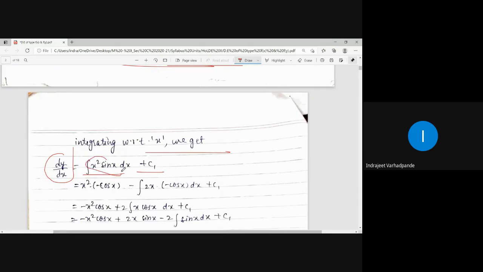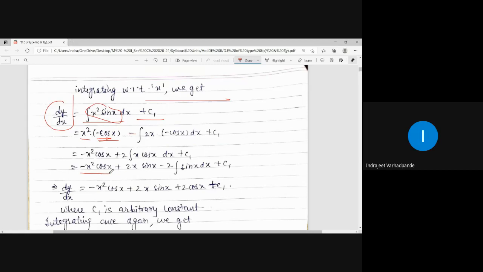How to integrate this? Apply integration by parts. First term into integration of second. What is the integration of sine x? Integration of sine x is minus cos x, minus derivative of the first and again integration of the second. Integration of cos x is minus sin x. So it becomes minus x square cos x plus 2x sin x, which gives the answer as minus x square cos x plus 2x sin x plus 2 cos x plus c1.